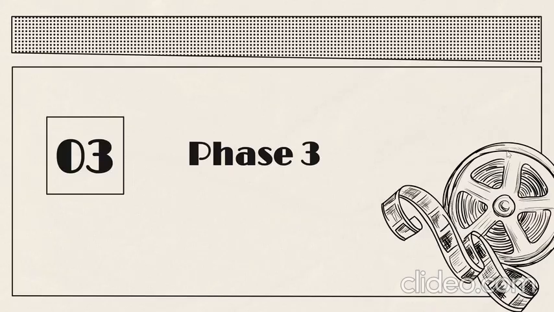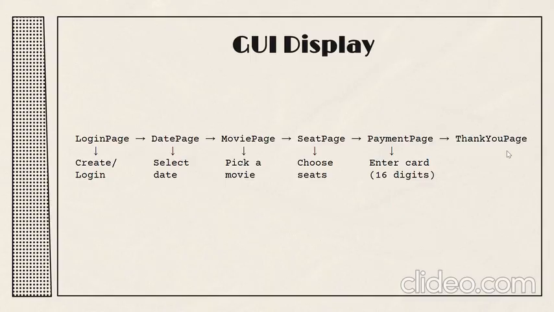For phase 3, we had to build a GUI display. So this was sort of the flowchart of how our entire website worked. A login page which creates or logs you in. A date page which selects the date, ensuring that you can only select the date 3 months in advance. A movie page which picks the movie. A seat page, which I had explained previously.